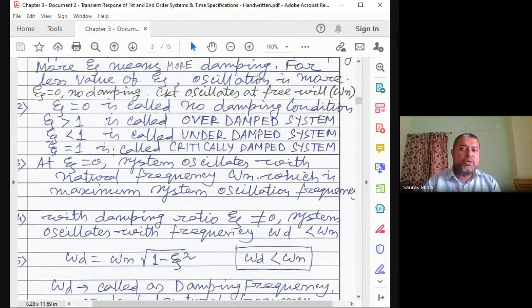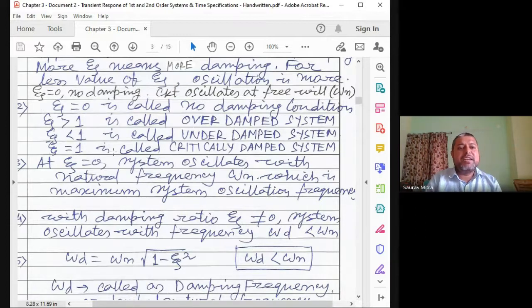Third case, zeta is equal to 1. In this case, you are finding both the poles are on the same position on the real axis in the left hand side. So this is going towards stability. This is also a stable system. This is zeta is equal to 1, critical damping. But in this case, the output is rising quite fast.